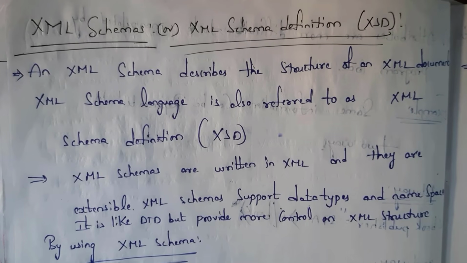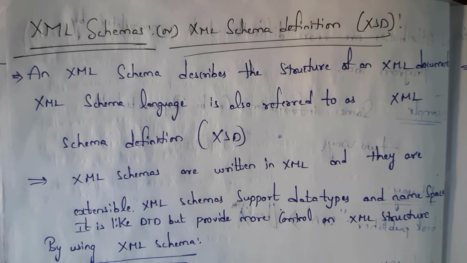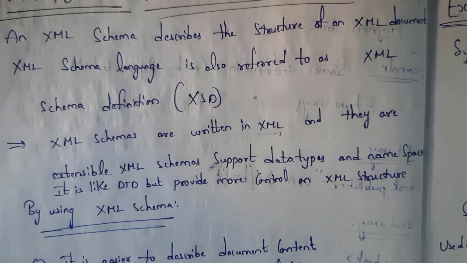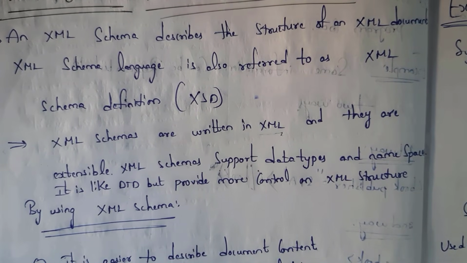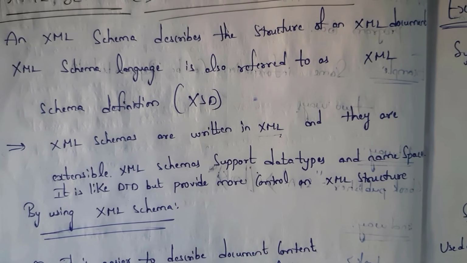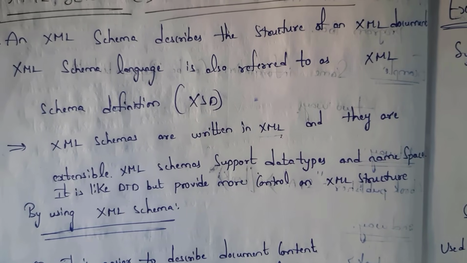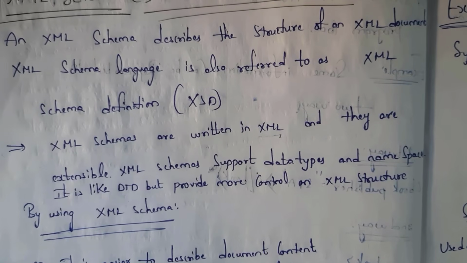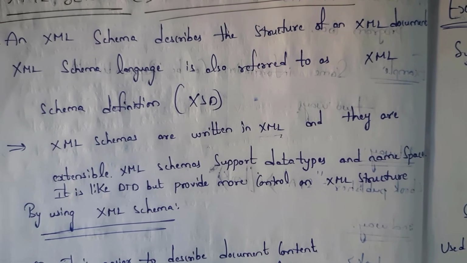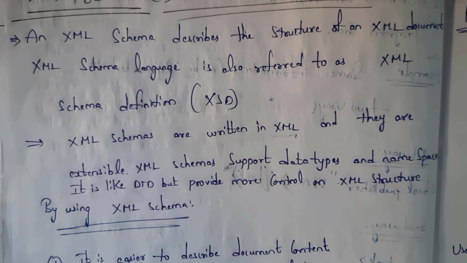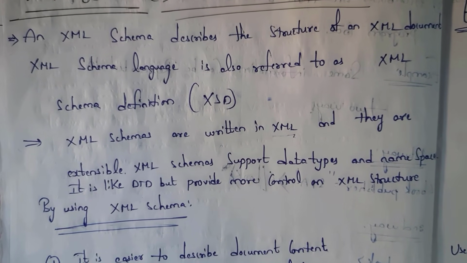Next topic is XML schemas. We also call this XML schema as XML Schema Definition, that is XSD. The definition of XML schema is that it is used to describe the structure of an XML document. We write these XML schemas in XML and it supports various kinds of data types and namespaces. When compared to XML DTD, this XML schema provides more control over XML structure.